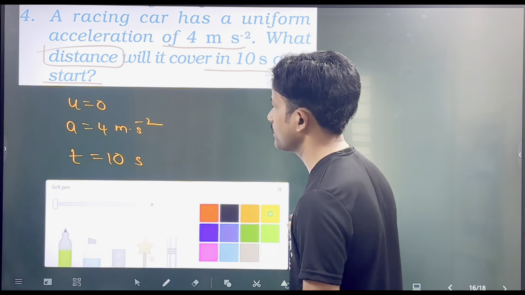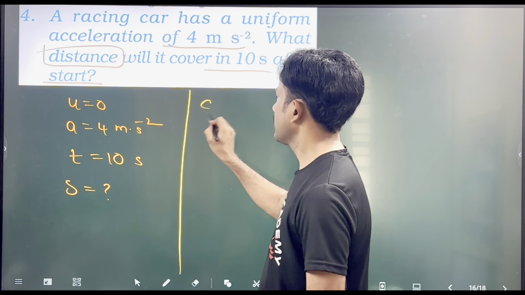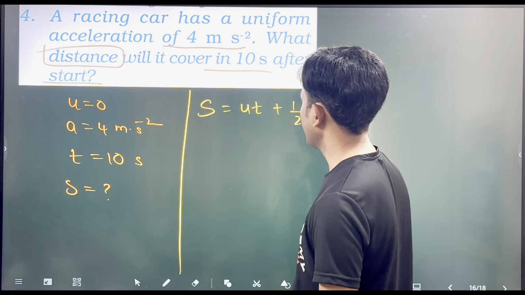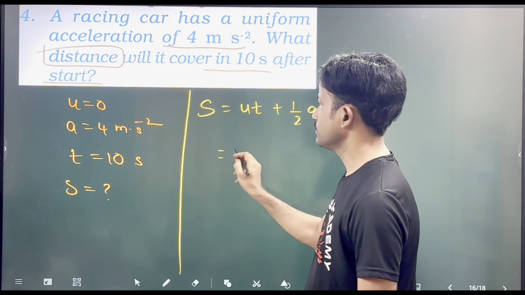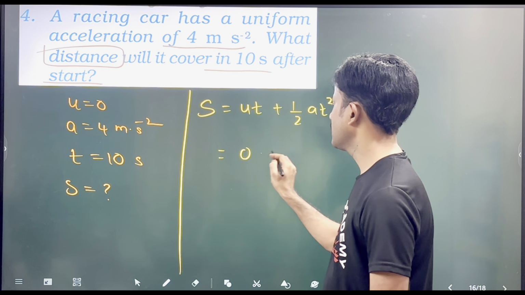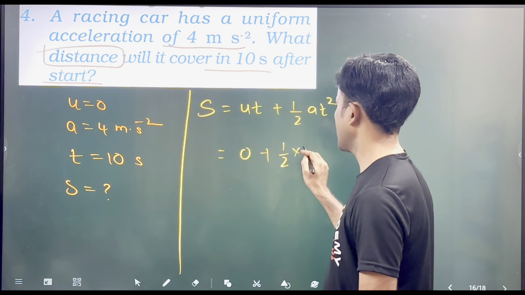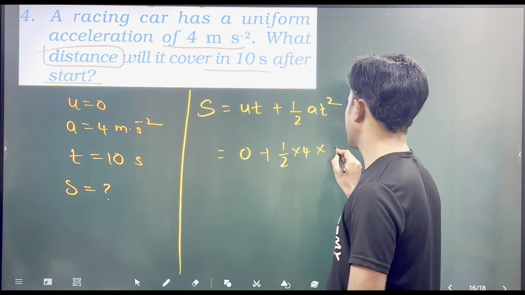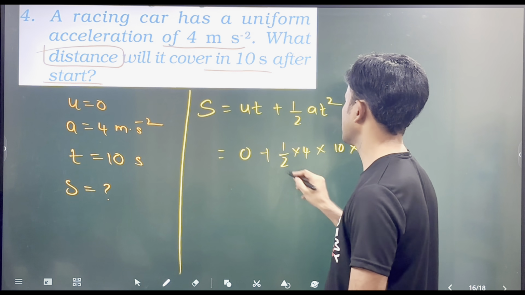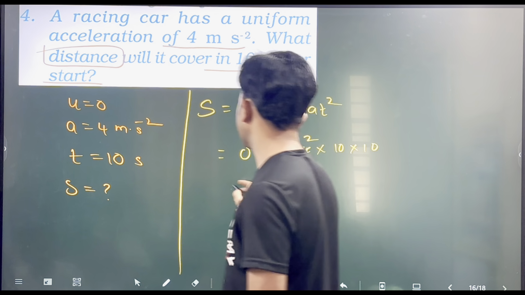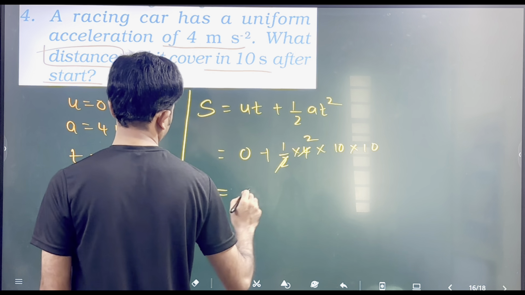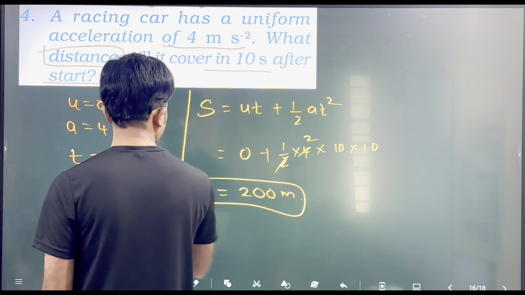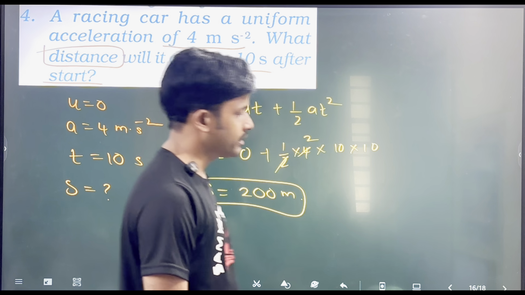Why? Because the s formula is ut plus half at square. So what is the u value? U is 0, 0 into something is 0 only, right? So half into the a value, which is 4, and the time value given here is how much? 10 into 10. Okay, so 2 how many times? 2 into 10 is 20, 20 into 10 is 200. So the s value is 200 meters. Okay, so in this way you can calculate.